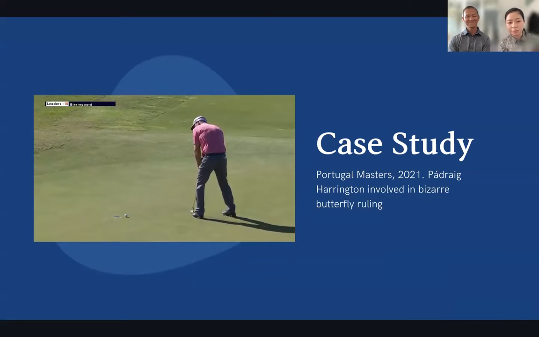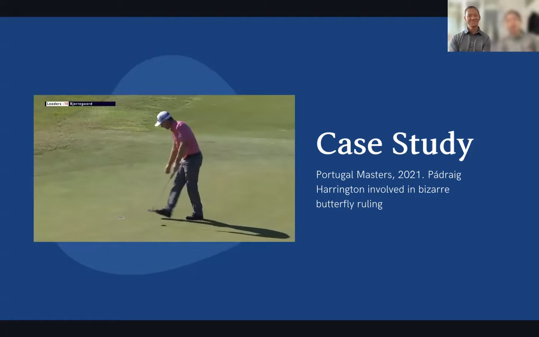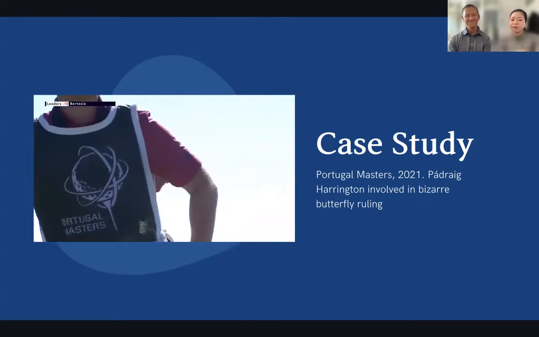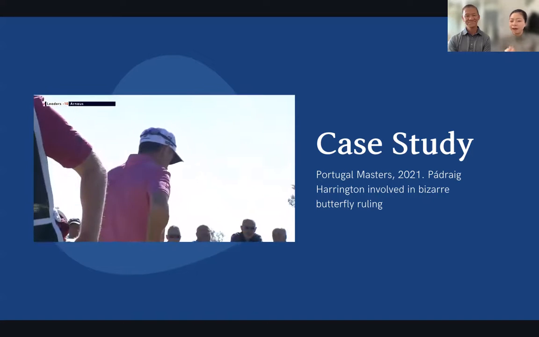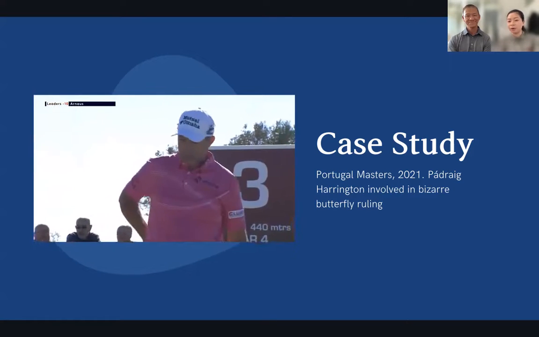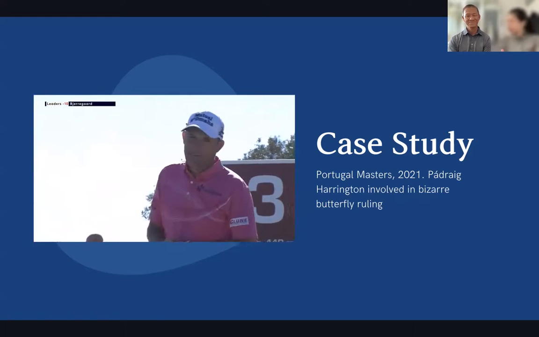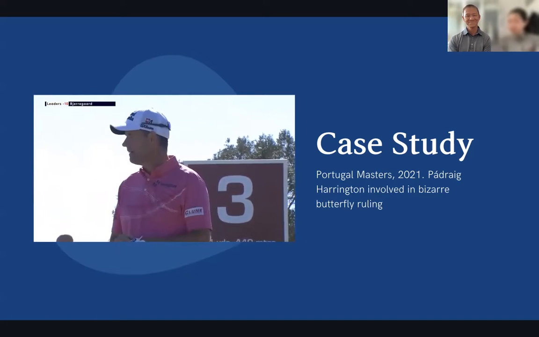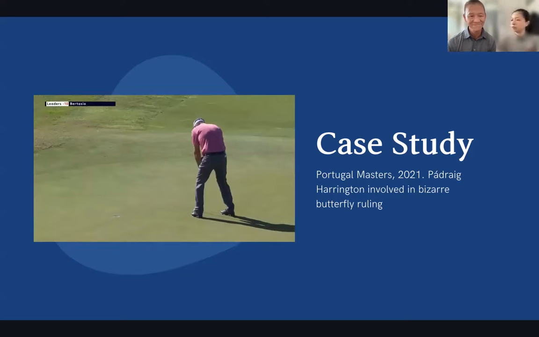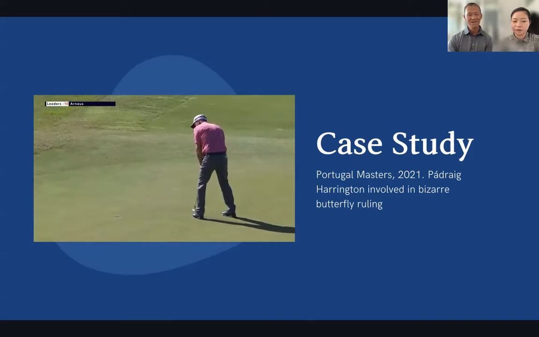Here, you might not see it properly, but there is a butterfly that was next to the hole. When he putted the ball, the argument is whether the ball's path was influenced by the butterfly as it went into the hole. Because if it was influenced by the butterfly, he would have to replay the shot. We see the butterfly just flew away.